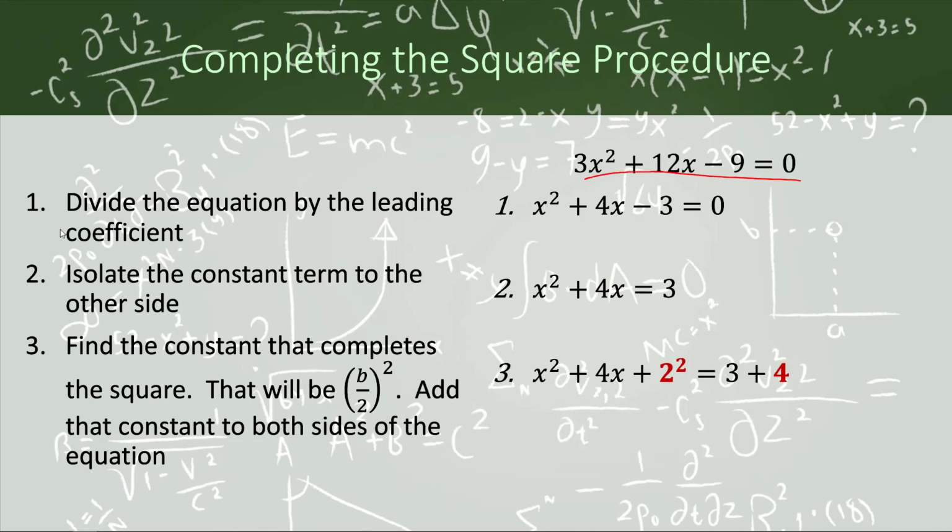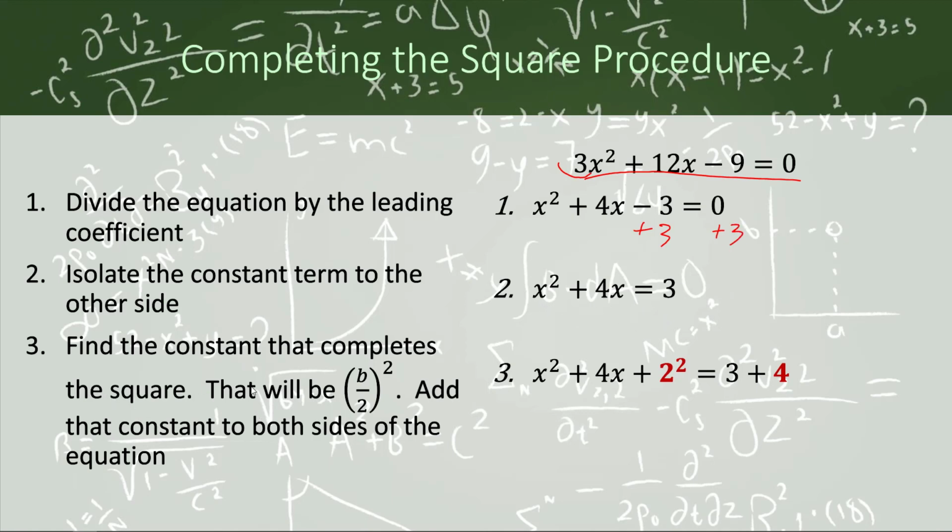And the first step is to divide the equation by the leading coefficient. Here the leading coefficient is 3, so we're going to divide the entire equation by 3, and if we do, we will have x squared plus 4x minus 3 is equal to 0. Next, we want to move the constant term to the other side of the equation. And of course, we can do that by adding 3 to both sides of the equation. And if we do, we will have x squared plus 4x is equal to 3.